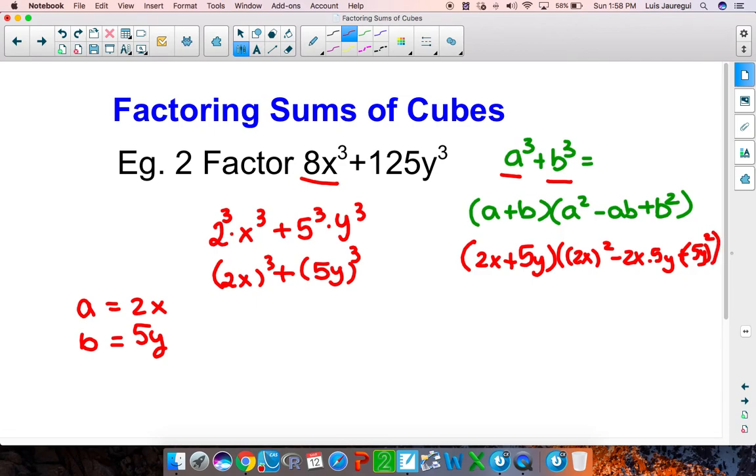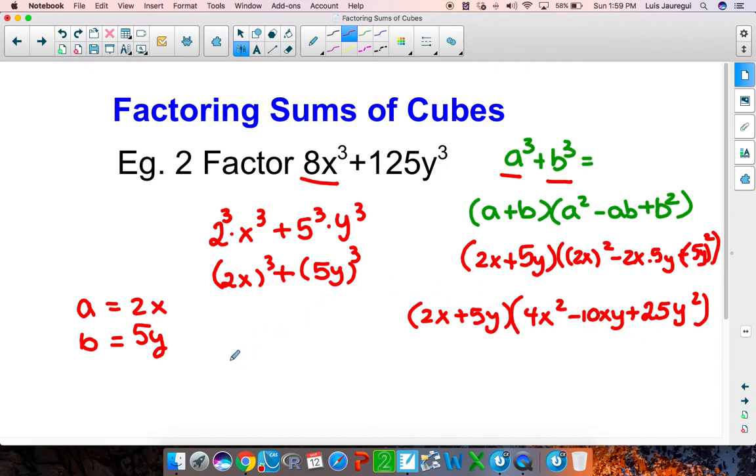So let's go ahead and simplify things out. So this happens to be 2x plus 5y times 2x squared. So 2 squared is 4. x squared is just x squared. And then here I have negative 2x times 5y. So negative 2 times 5 is negative 10. And then I have the xy there. And then plus 5 squared, which is 25. And then y squared, which is just y squared. Now notice that that's really our factor form.